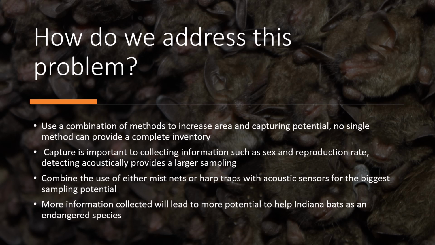By combining the use of either mist nets and harp traps with acoustic sensors, they are able to provide the biggest sampling potential. In result, more information will be collected and lead to more potential to help Indiana bats as an endangered species.